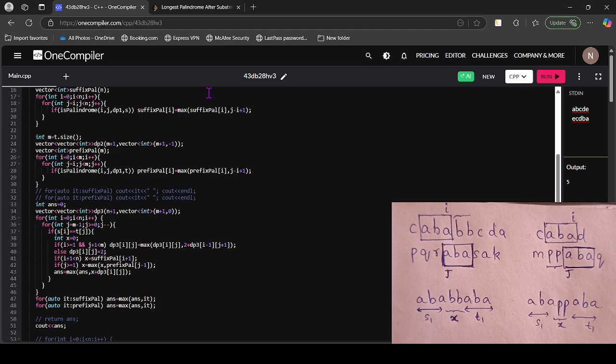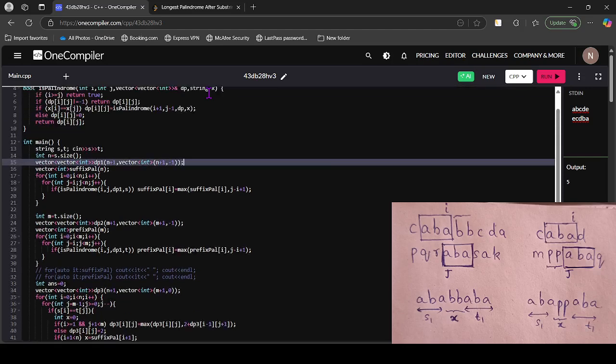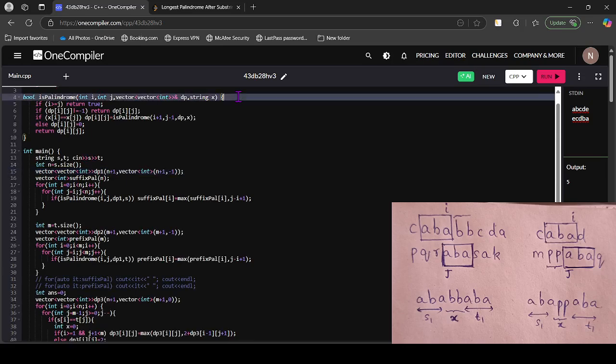So we are in the first string, we are taking two loops and checking whether the substring is a palindrome or not. And if it is a palindrome, we found a suffix palindrome from the index I. So we are updating that is equal to maximum of suffix palindrome of I, comma the length of the new palindrome found, which is j minus I plus 1.